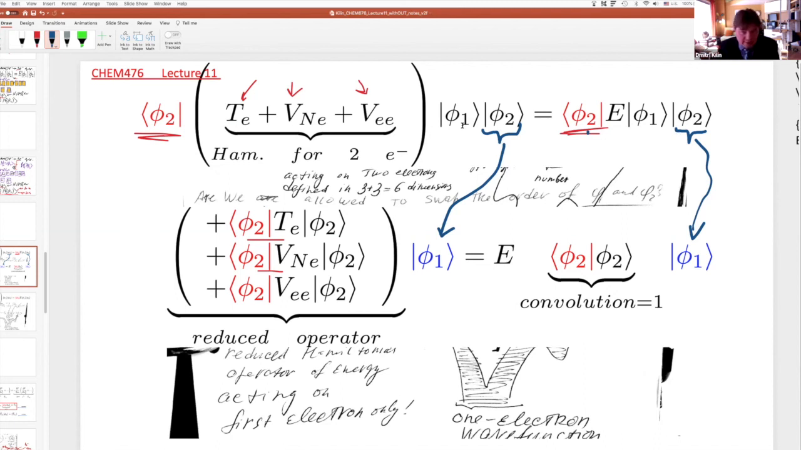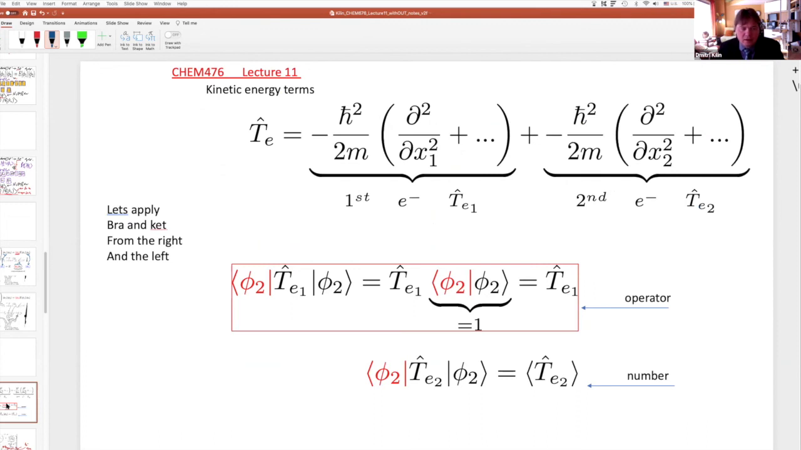Electron 1 is independent, so we are doing the equation for electron number 1, and this product of phi 2 times phi 2 will be 1, same as you did in the homework. So this object that is hard to give a name is the so-called reduced operator. Reduced means we have performed averaging over the position of electron number 2. Now I briefly go over each term.